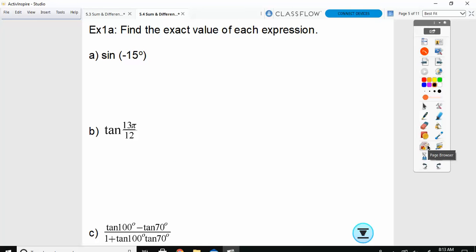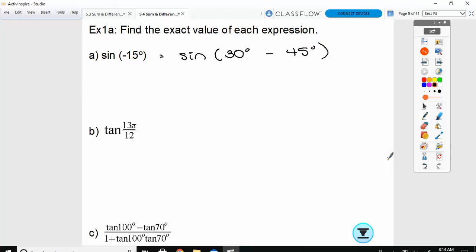So the first couple are like what I did yesterday with the cosine. When I ask you to find the exact value, that means not a decimal from my calculator, but with radicals. And I have negative 15 degrees. So I'm thinking about, on my unit circle, what are two angles that would add or subtract to negative 15, sorry. Yeah, we could do 30 minus 45. That would give me a negative 15. 30 and 45 are both angles we have on our circle.